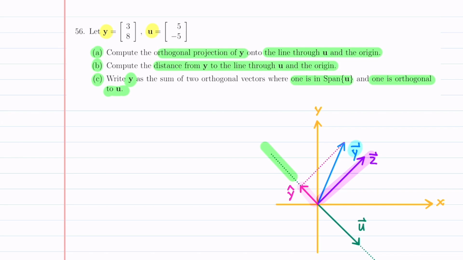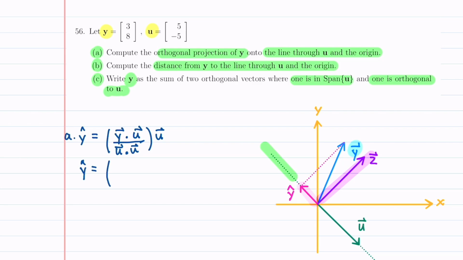We're going to start by computing the orthogonal projection of y onto our line through u and the origin. There's a formula for this, and it looks like this. We'll mark this as A. So y hat is our projected vector, and it's y dotted with u, all divided by u dotted with u, times u.